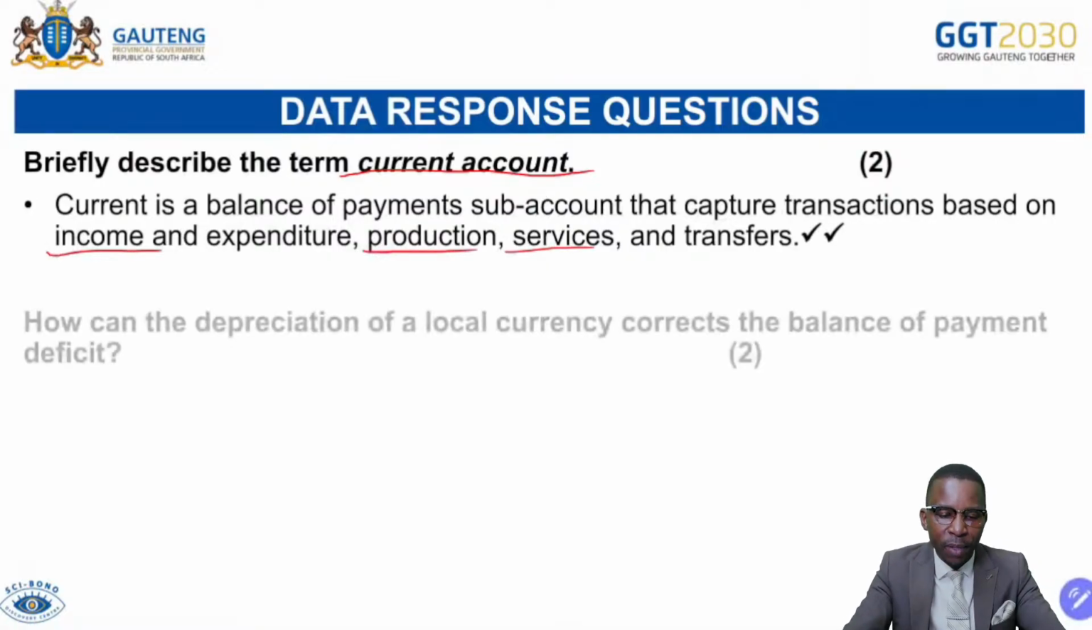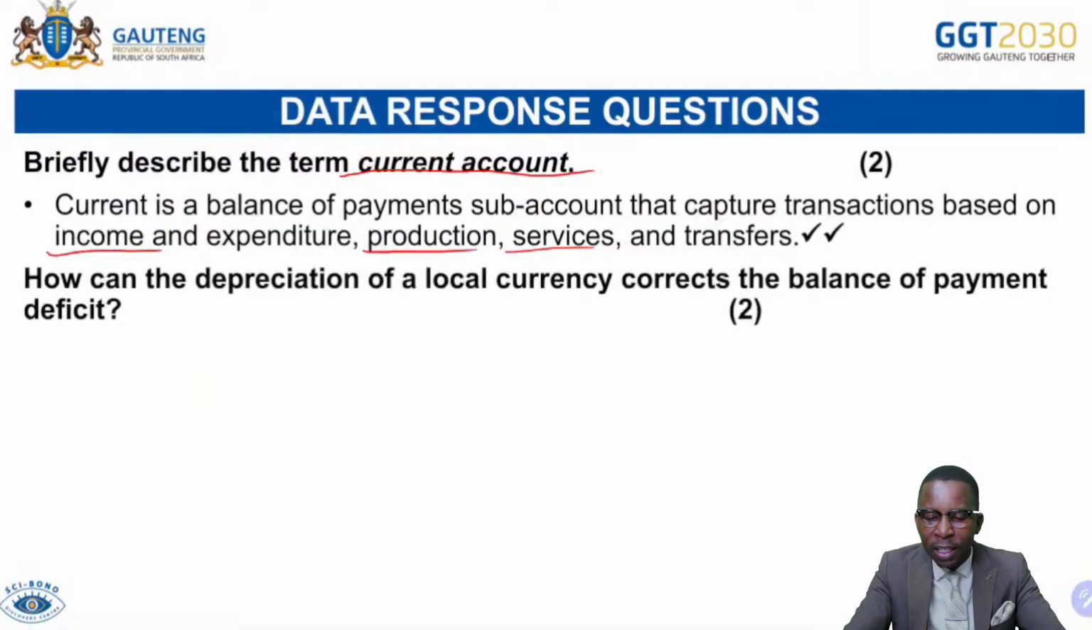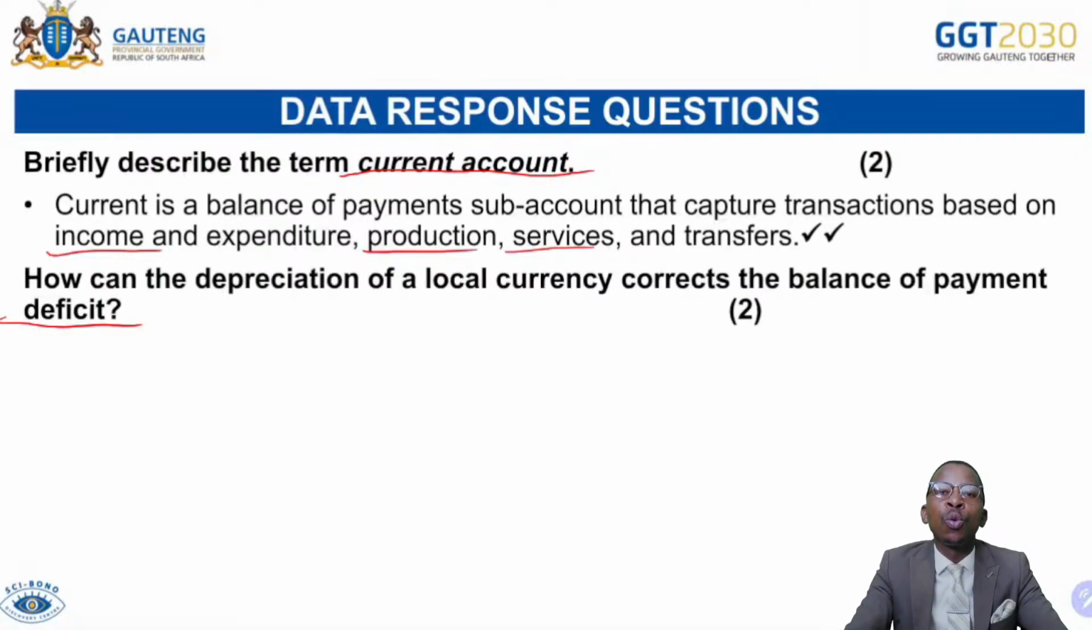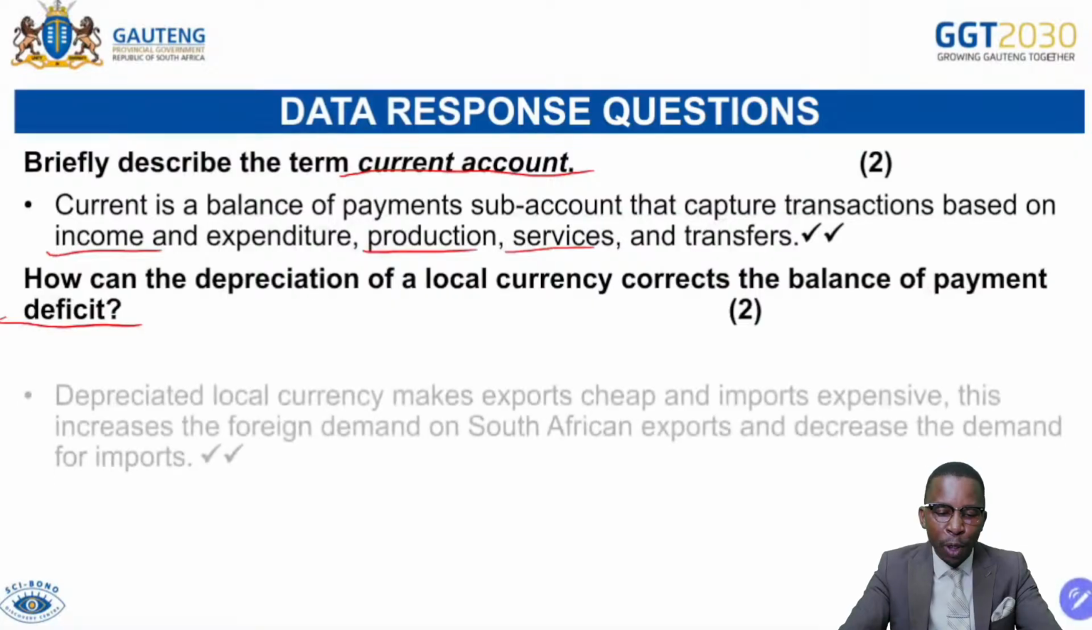and transfers. And then how can the depreciation of the local currency correct the balance of payment deficit? If ever our currency depreciates, meaning it loses its value, how can it correct our BOP deficit? Remember, if our currency depreciates, that means our exports become cheaper abroad. As they become cheap abroad, there will be more demand for our exported goods in the foreign countries. As there is more demand, that will mean more goods going out over goods coming in. Remember, as our currency depreciates, their currency appreciates. Imports become expensive, exports become cheap. For that reason, there will be more demand for our goods, which might be decreasing the BOP deficit.